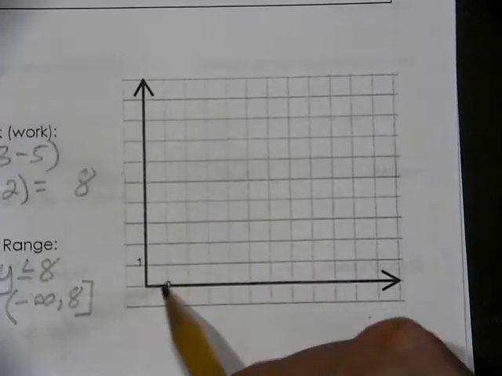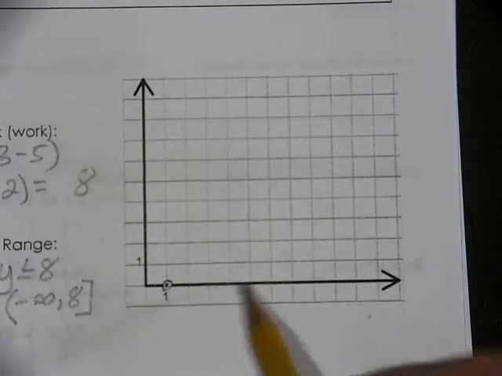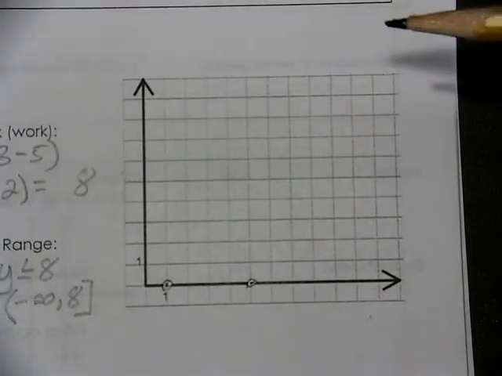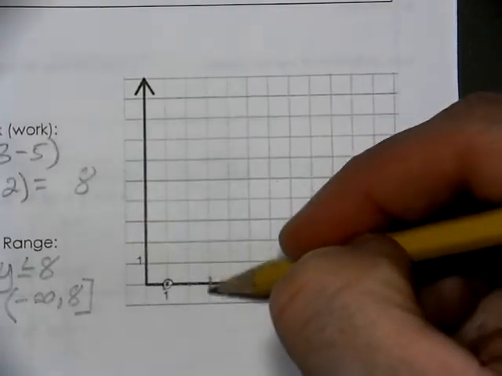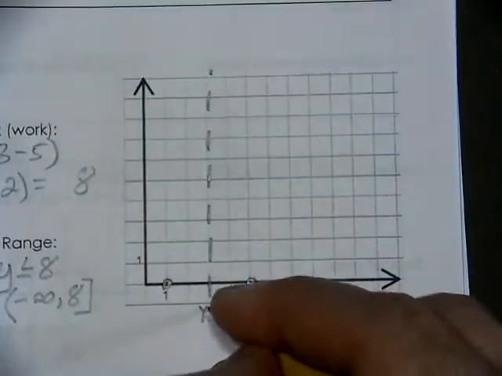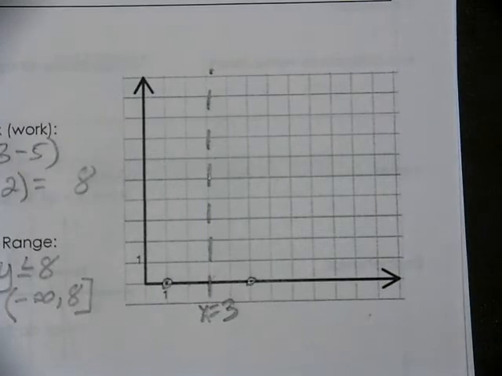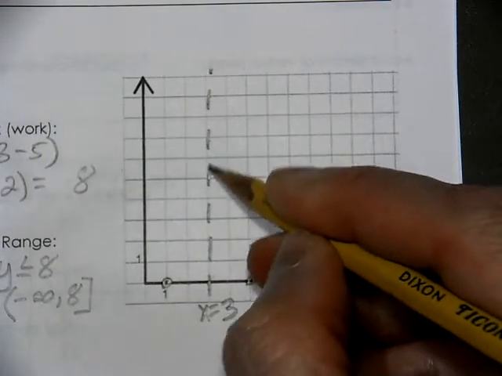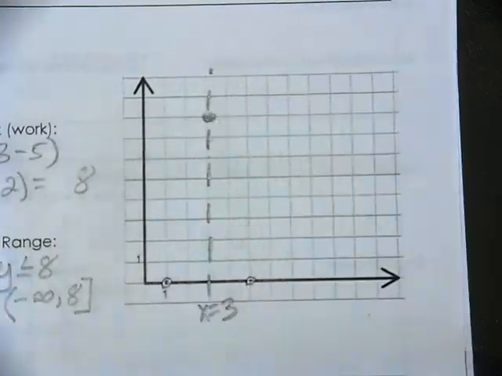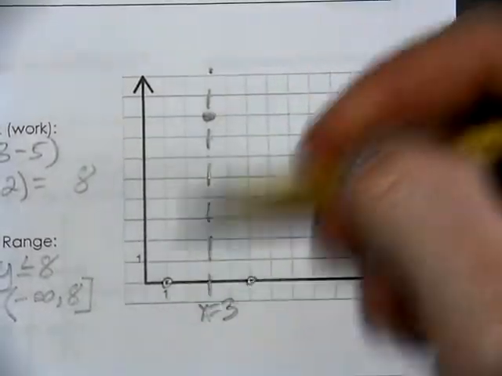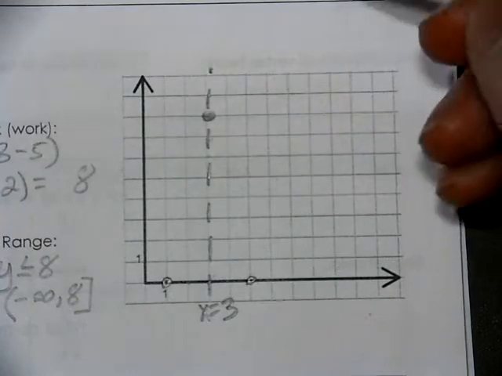We know that we have x-intercepts at 1 and at 5. We have an axis of symmetry halfway between that. We calculated that to be 3. So you want to label your graph x equals 3. We found our vertex to be at 3, 8.